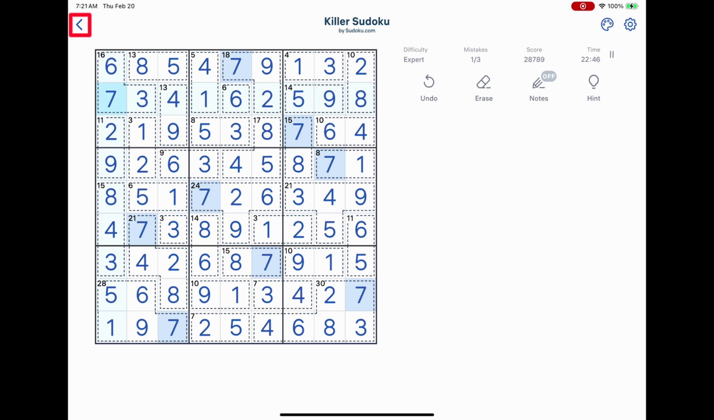This concludes Lesson 3. In Lesson 4, we'll start on a more difficult expert level puzzle.